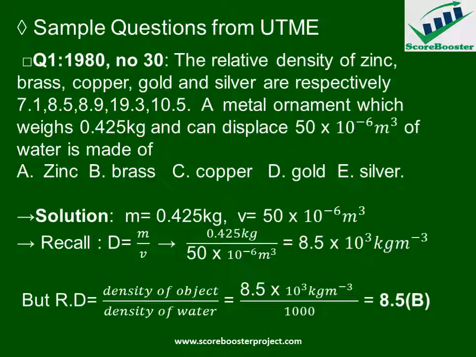But we have to recall that relative density equals density of the object over density of water. Then when we substitute for that, the density of the object is what we just got, that is 8.5 times 10 raised to power 3 kilogram per meter cube, divided by density of water, which is 1000 kilogram per meter cube. So 1000 will cancel 10 raised to power 3, so we have 8.5 left as our answer, making option B the correct answer for this particular question.